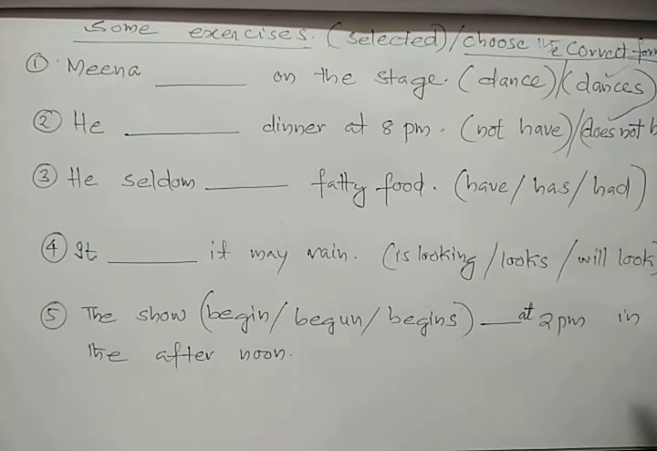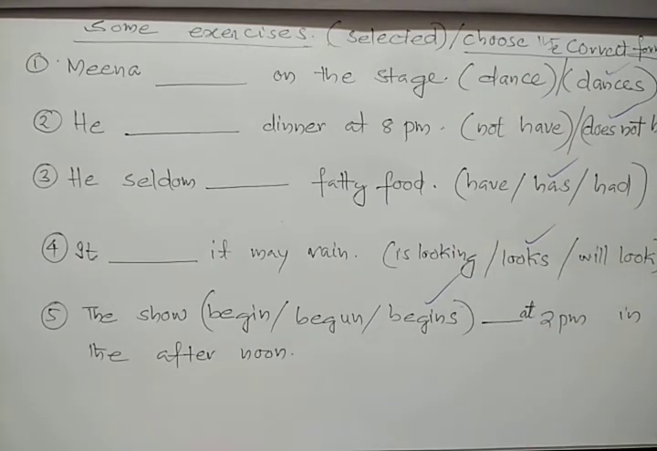He seldom dash fatty food. This is also a habitual action. We have already discussed. After the word seldom, we use simple present only. So has is the answer. Fourth one, it dash, it may rain. It looks, it may rain. Fifth one, the show dash at 2 p.m. in the afternoon. We saw the rule that if it is a future arrangement, we can use simple present. So the show begins at 2 p.m. in the afternoon. So these are the questions and answers.